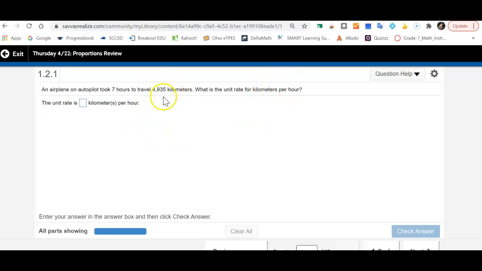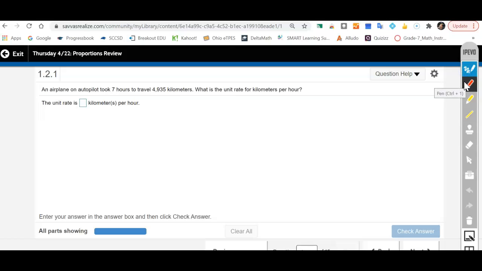So we set this up as kilometers over hours. And then we say that means it could also be considered a division problem. So we would write it as 4935 kilometers over 7 hours. That is a ratio. It's a rate. It could also be considered a division problem. So we would divide it out. 4,935 divided by 7.